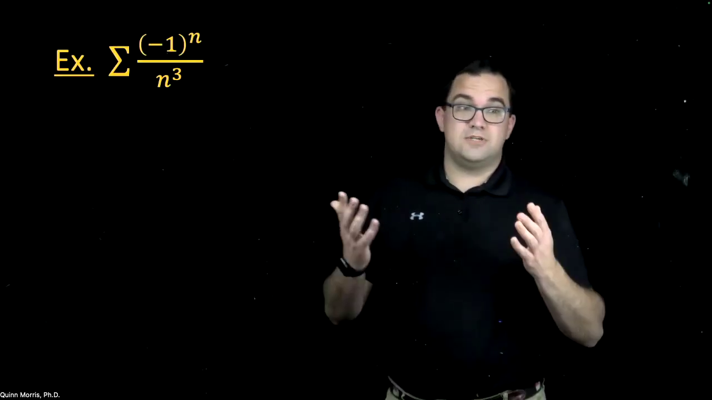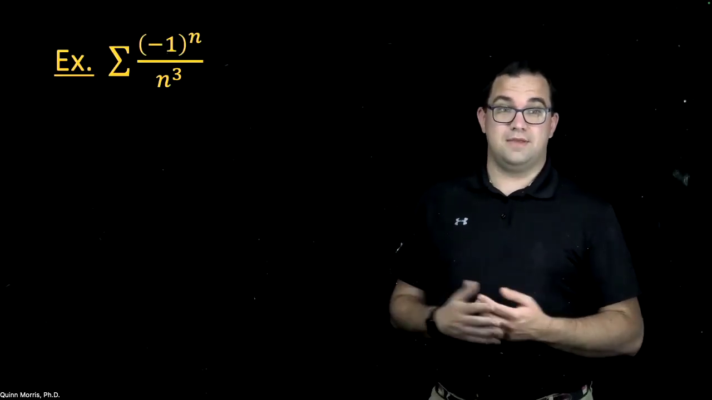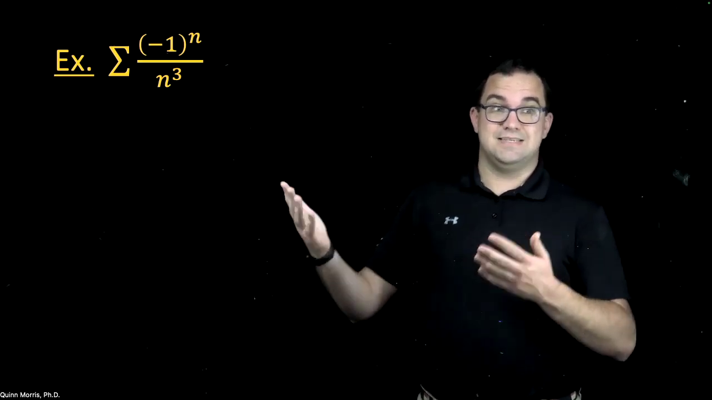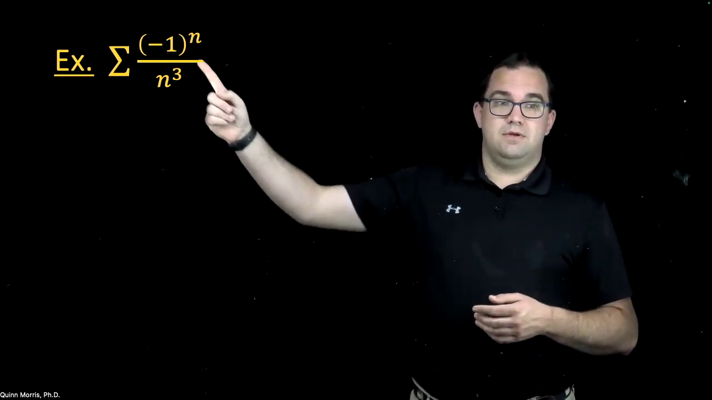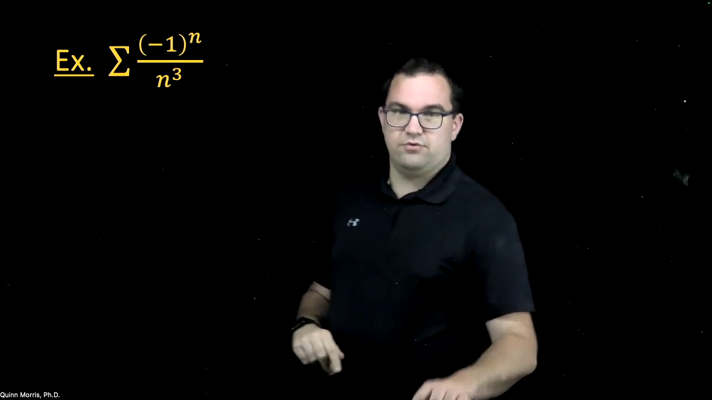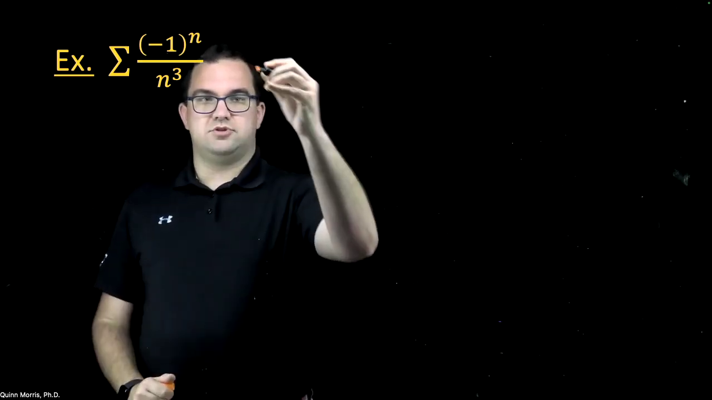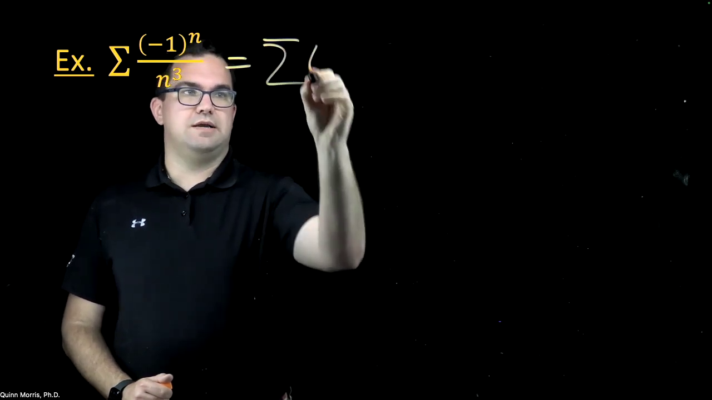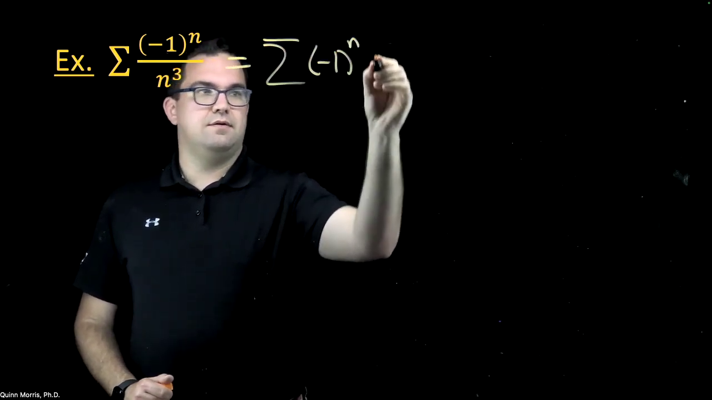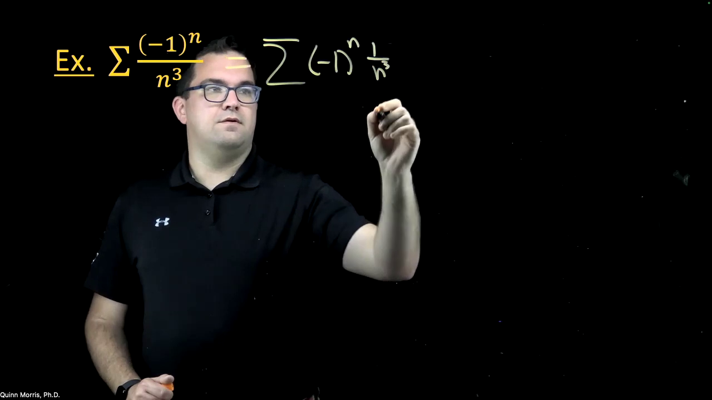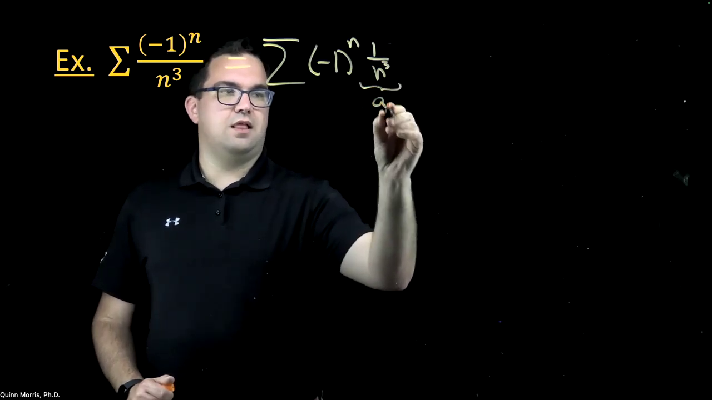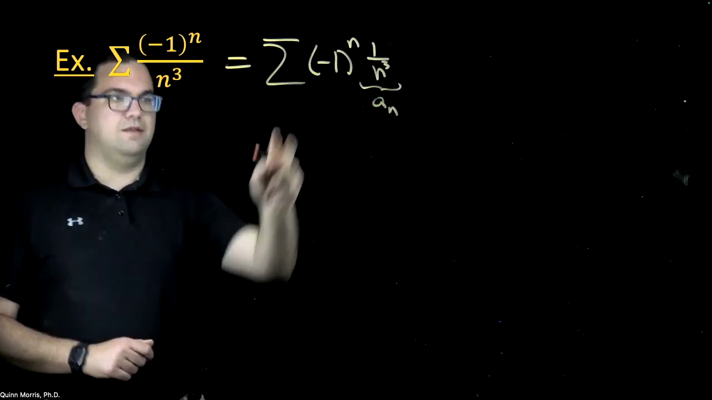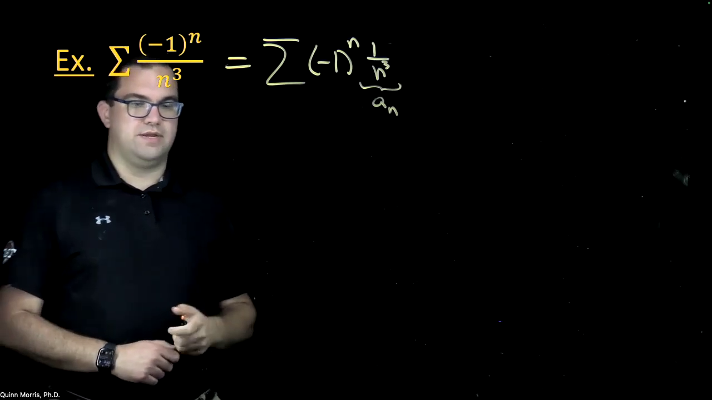All right, so the first question we have to ask ourselves if we're going to apply the alternating series test is, is this an alternating series? Well, this is minus 1 to the n over n cubed. And certainly if we want to write it in that form, maybe we're a little more used to seeing alternating series in, I could write it like this, and now this is what we're calling our a_n. This is the alternating part here.